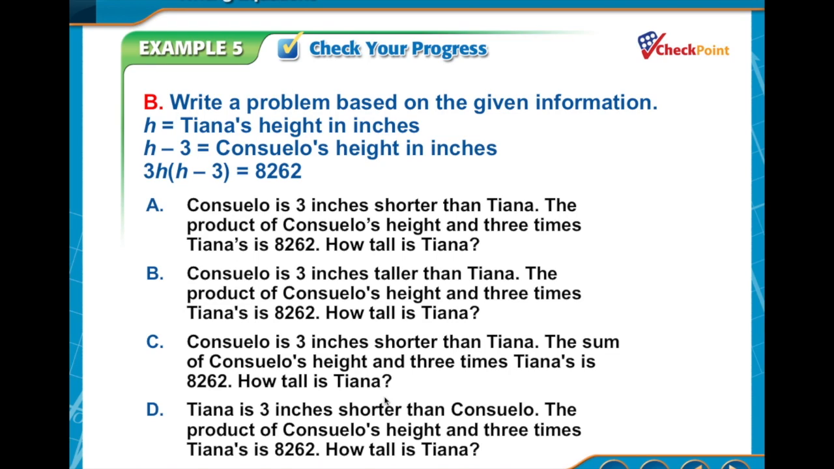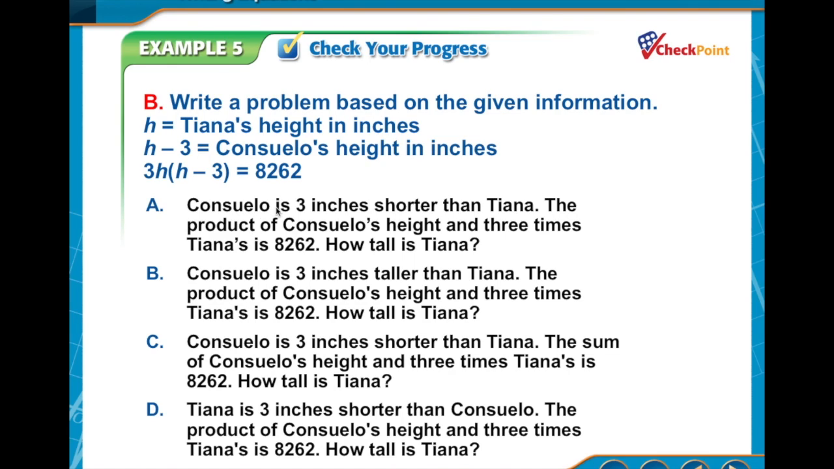So our last example, we were looking at 5B. We want to write a problem based on the information given. H is the height of a girl named Tiana in inches. Consuelo's height is 3 inches less. And we're given this expression to compare them. So what problem out of these makes sense?